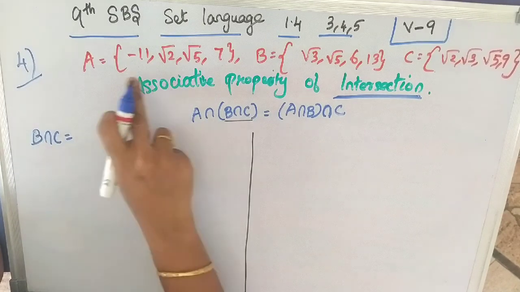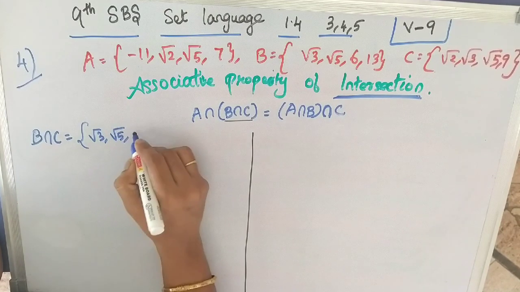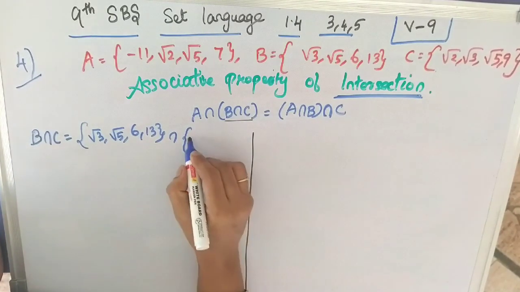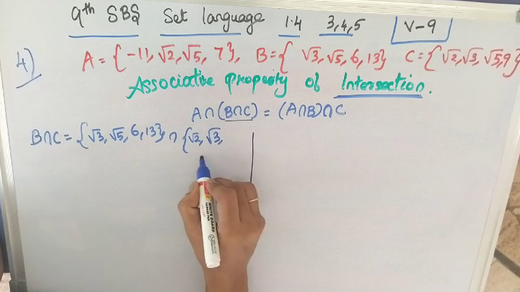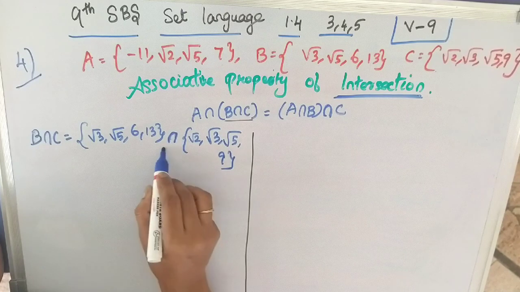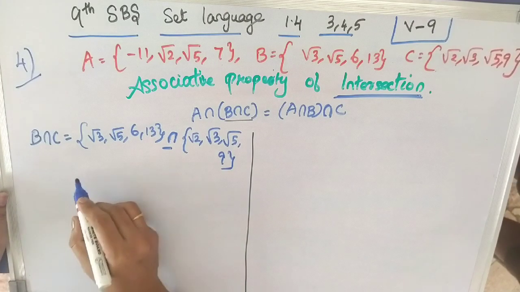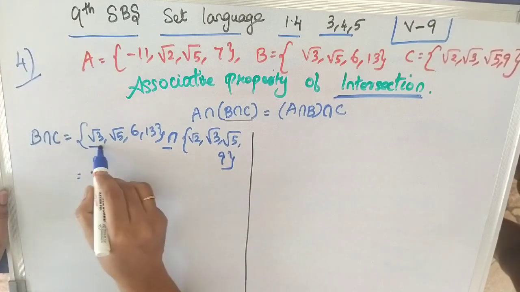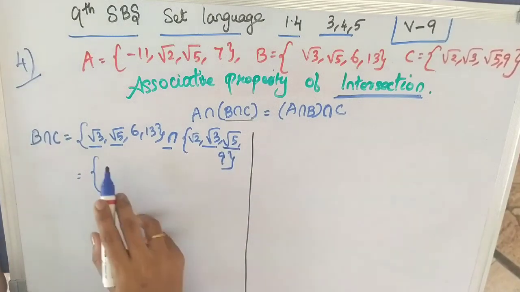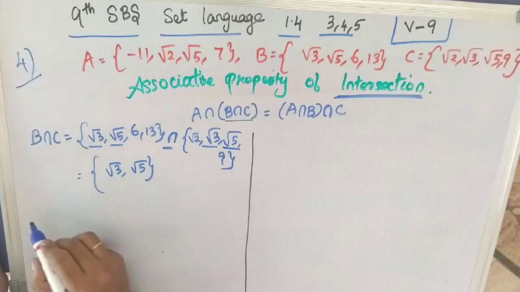For that first we have to find what is inside the bracket, isn't it? So what is B intersection C? First write B. Root 3, root 5, 6, 13. Intersection. What is C? Root 2, root 3, root 5, 9. Okay. Now how to find intersection? We have to write the common elements only. Okay. So what are the common elements here? Root 3 and root 5. Isn't it? The common elements between these two sets are root 3 and root 5. So this is B intersection C.